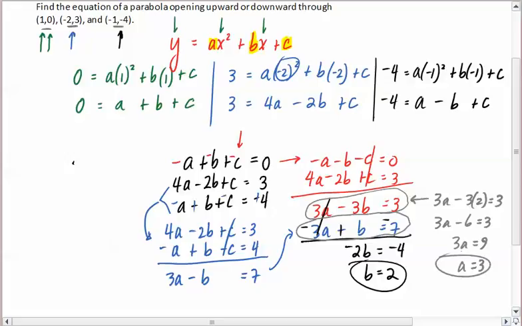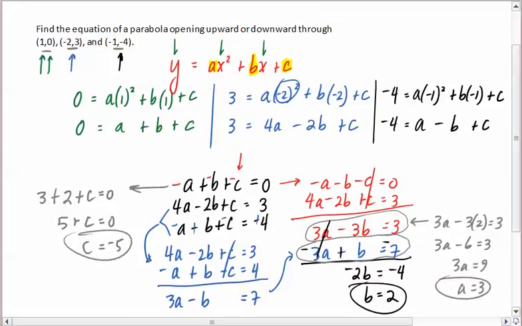Got that. Now I need to go back into one of the originals. I need an equation that has a, b, and c. So I'm going to go back to this original equation right here. Let's take a look. I get a plus, 3 plus 2 plus c is equal to 0. Well, we know that means c has to be negative 5. And there it is.